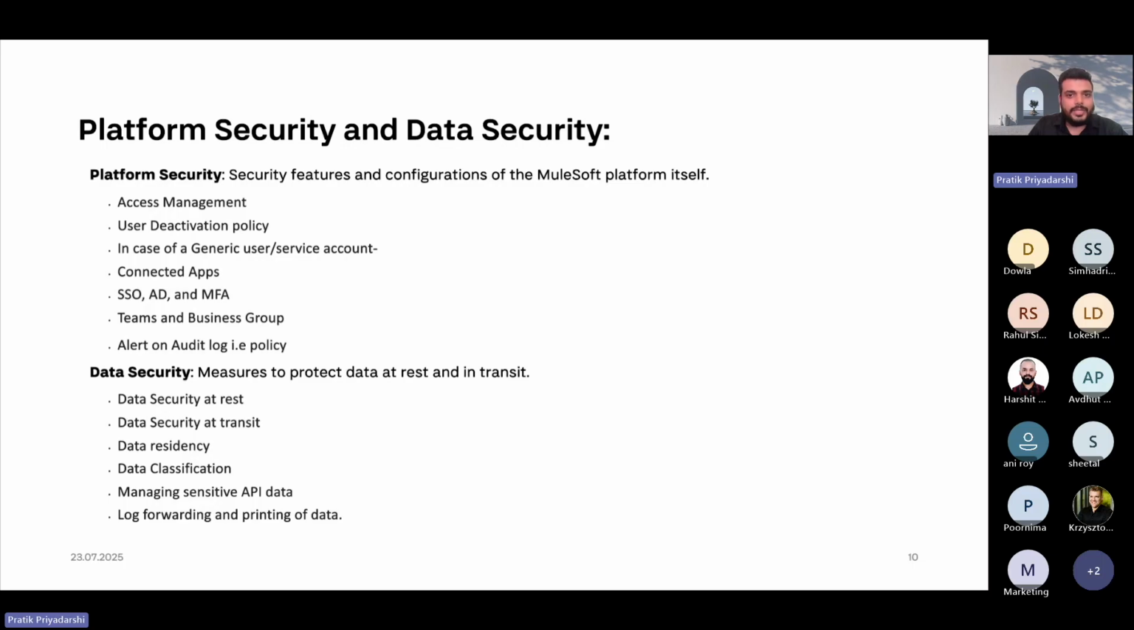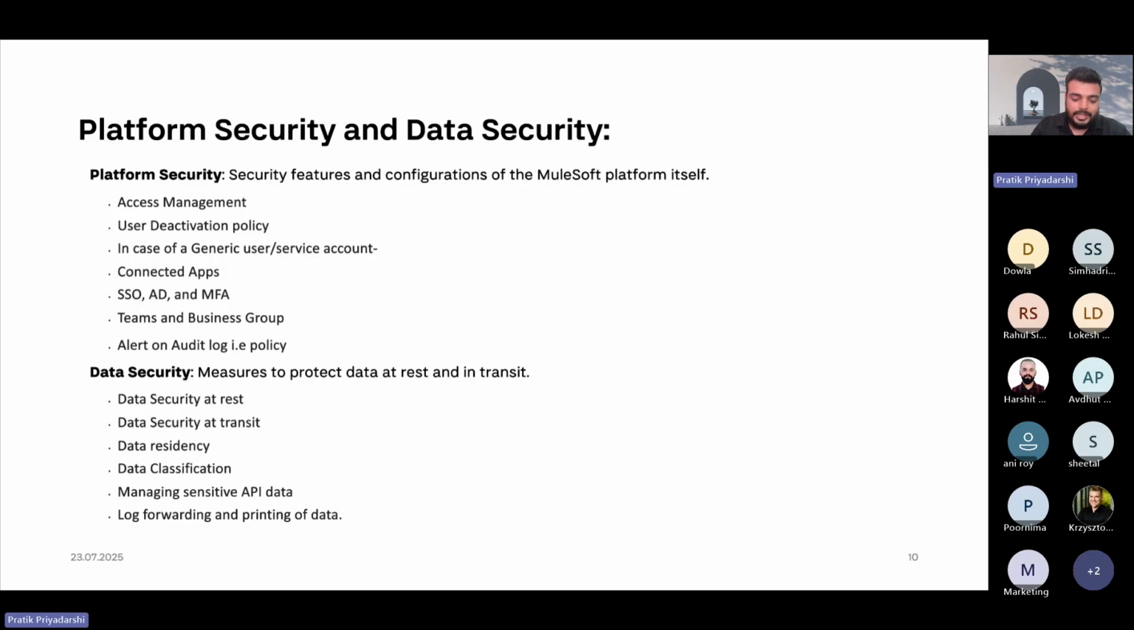Let's go to the platform security topic and the data security. I think I've already given some insights about the data security. So what does platform security really mean? It means how you are managing your users and the roles. Are you enforcing SSO, multi-factor authentication, or is there maybe Active Directory integration? Are you controlling access via MuleSoft connected apps?